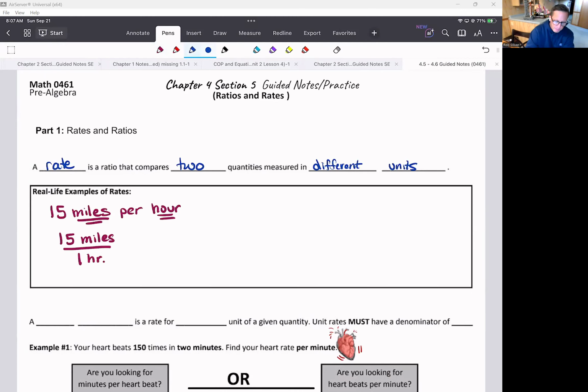What else could we have? You can buy 8 apples. 8 apples cost, I don't know, 84 cents, something like that. In this example, we've got apples, that's a unit, and then we have money as a different unit. So those are different types of rates, as long as you have two different types of units, like there's 2 pints in a quart, something like that.